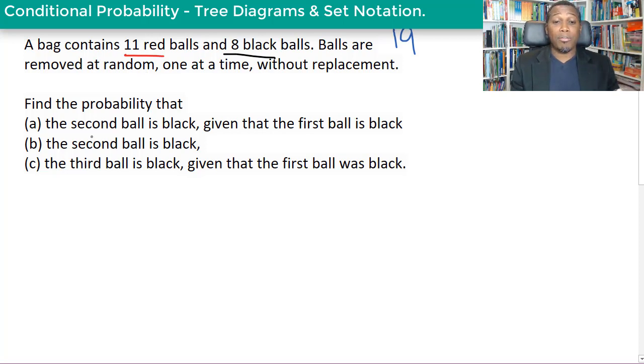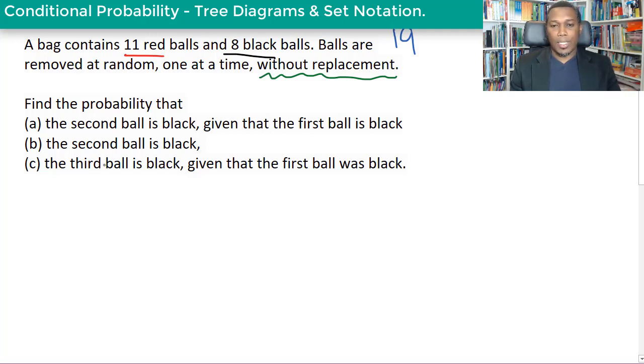Scanning through the text, however, we're thinking about the second ball removed in part A and B, and then in part C, the third ball removed. That's interesting. But critical in terms of the information to build our model is without replacement. We're never replacing a ball when it comes out. 19. Second time will be 18, third time 17. So that's in your mind as well.